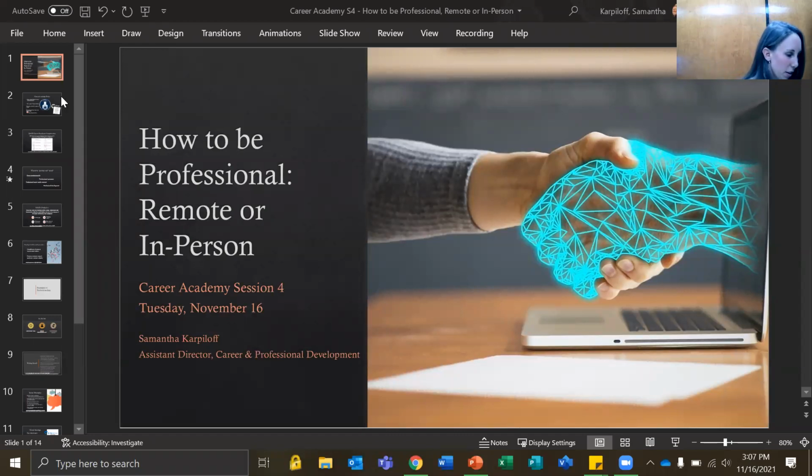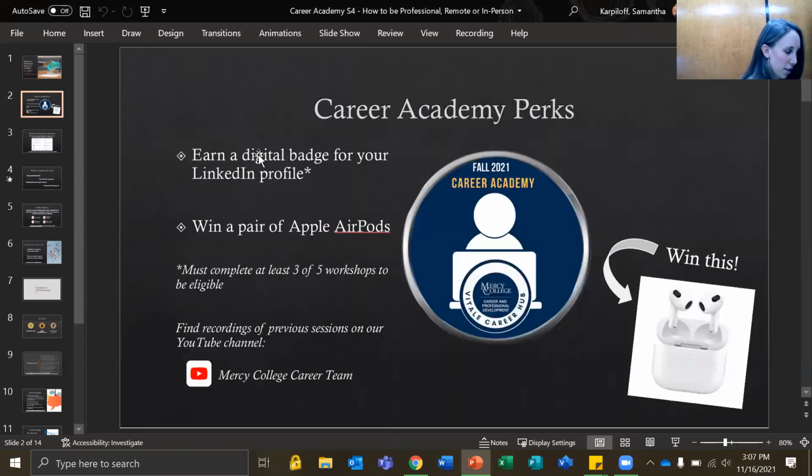Let me get started with a little bit about Career Academy. Just a reminder, I'm going to move everybody over to the left here so we can see this perfectly. Career Academy sessions are designed to help prepare you for the workforce, and we're going over basic topics like resume writing, interview preparation, this workshop on professionalism, and then in a couple weeks, LinkedIn. You'll be able to view all those recordings on our YouTube channel, which is Mercy College Career Team.